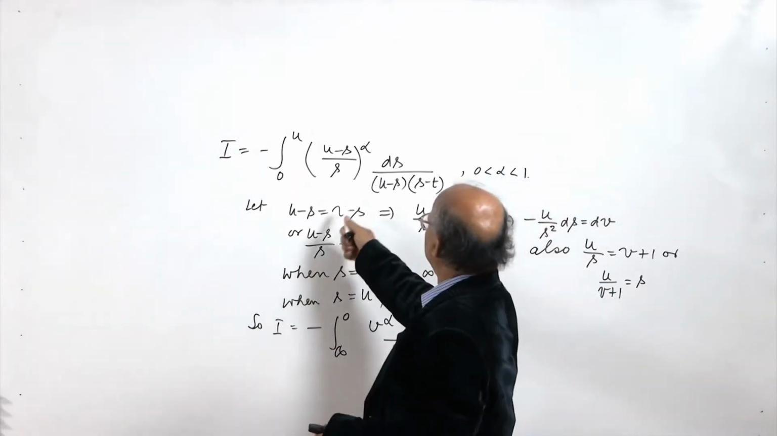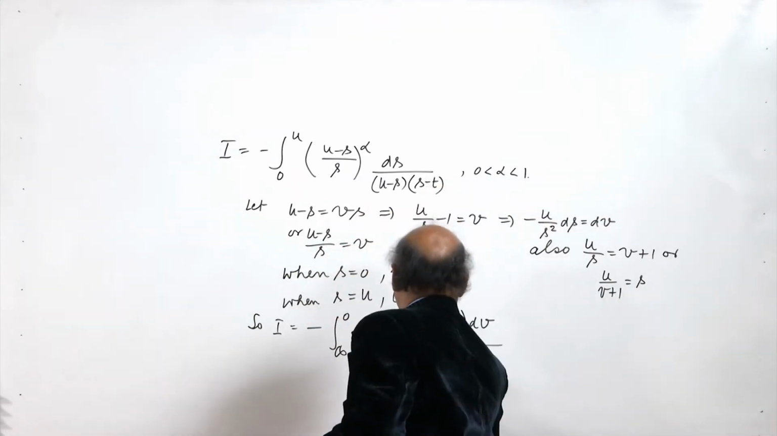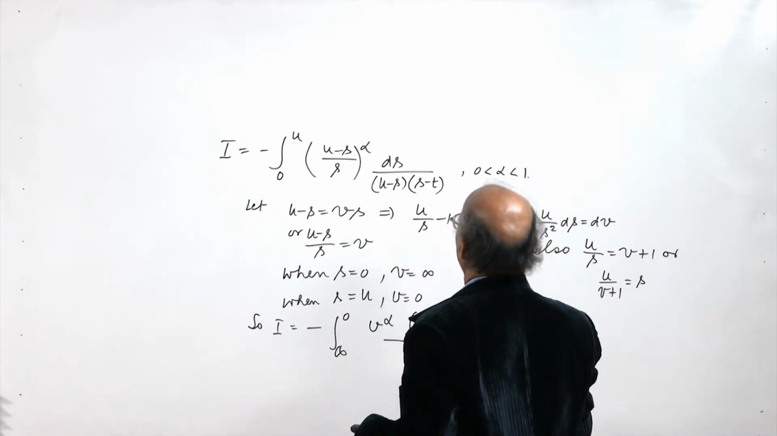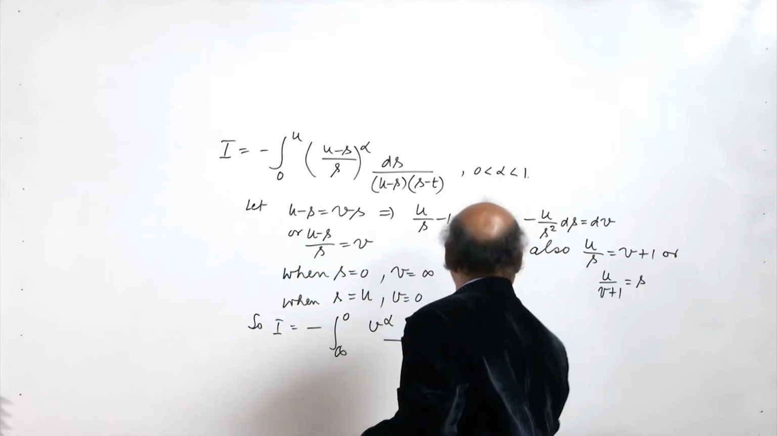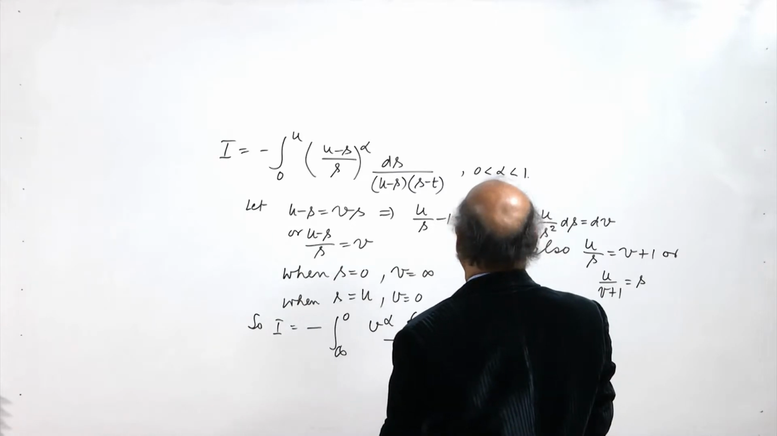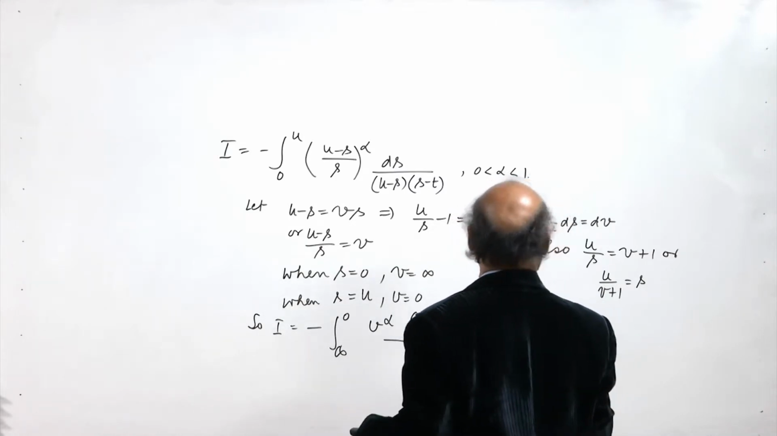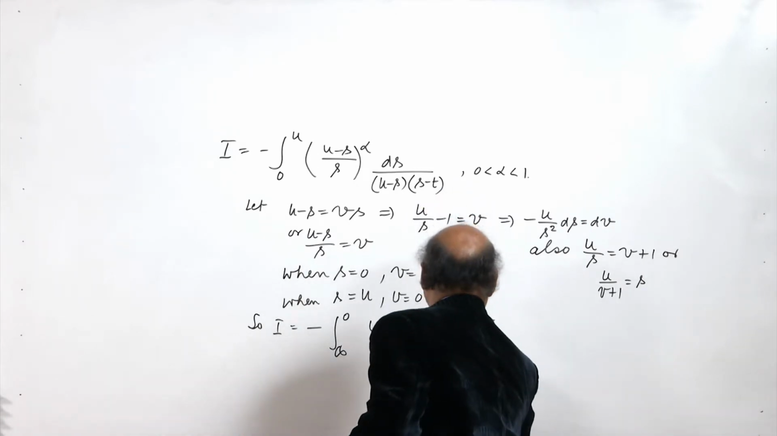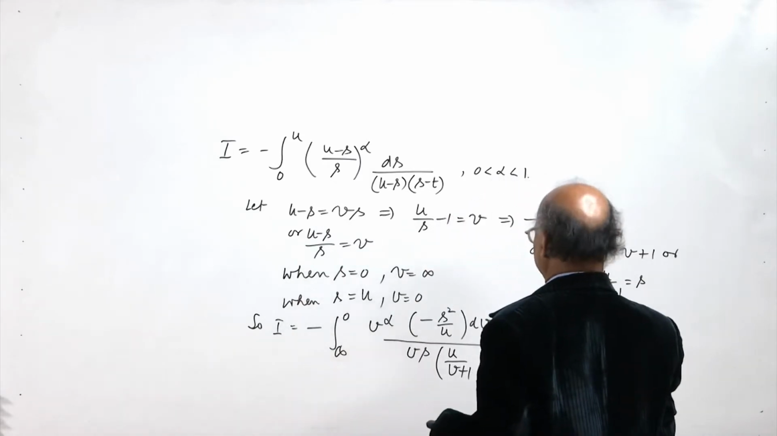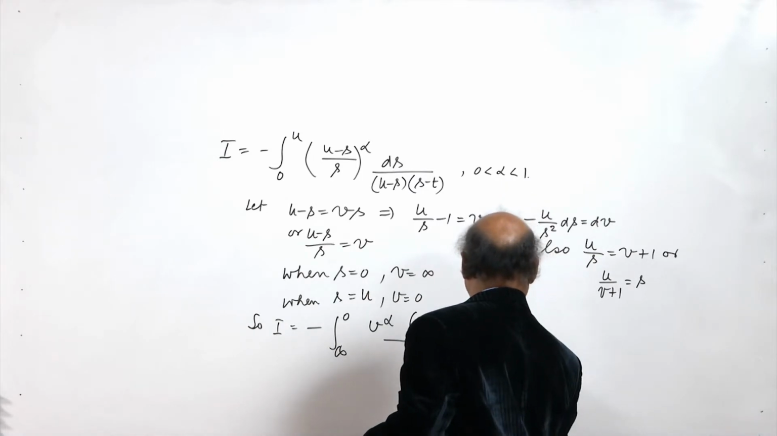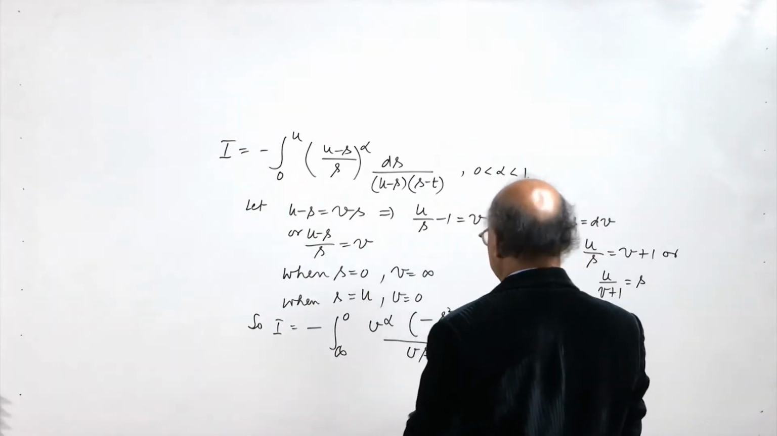And then u minus s is equal to bs, and s minus t, u minus s is equal to bs, we can also write s equals u upon b plus 1, so s minus t is equal to u upon b plus 1 minus t. Okay, so what do we get?